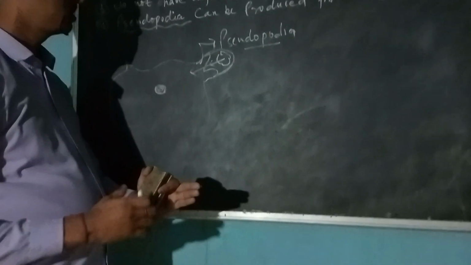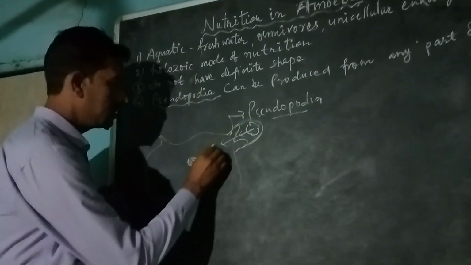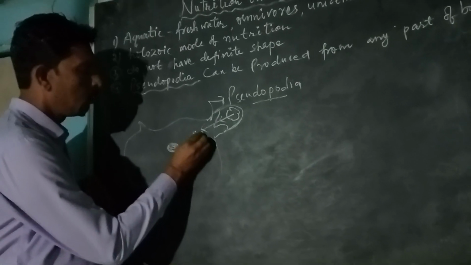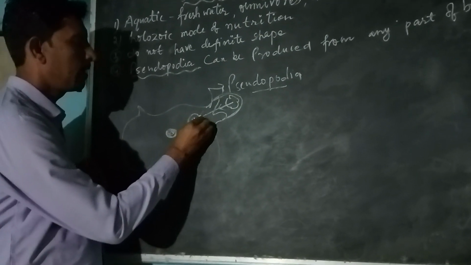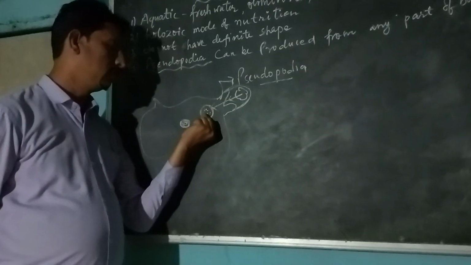Now the next second stage is digestion. How will the digestion be completed here? When the food particles enter into the body of amoeba, at that time one temporary stomach forms in the body of amoeba. That is known as the food vacuole. That means within the food vacuole, the food particles will be there.